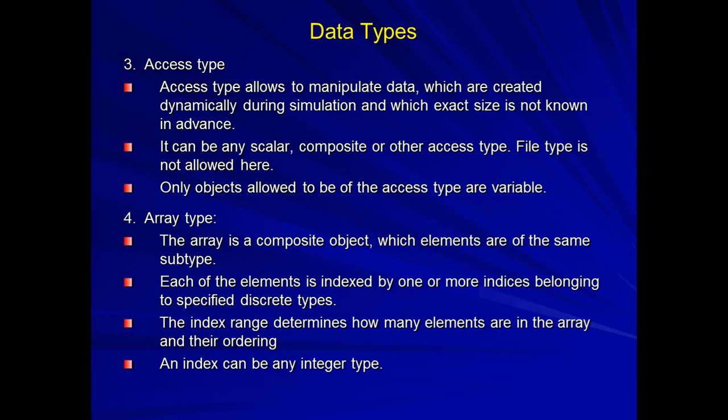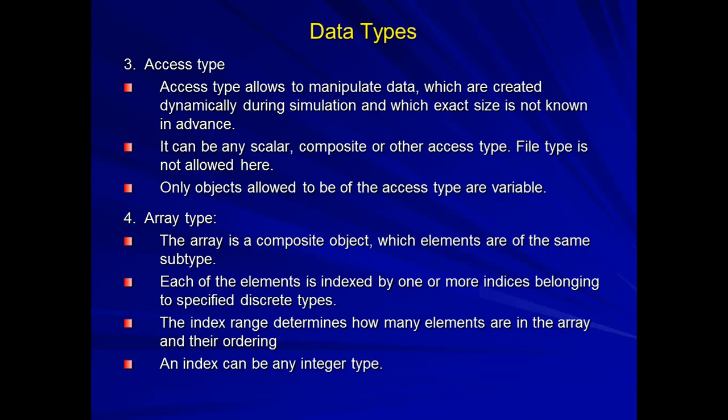The third data type is the access type. Access type allows us to manipulate data which is created dynamically during simulation. It means while simulating the VHDL code, whatever data is generated can be manipulated, and it is allowed by the access data type. Its exact size is not known in advance. Hence, it can be scalar, composite, or other access type. File type is not allowed here. Again, this is the limitation. We cannot include file type in the access. Only objects are allowed to be the access type variable.